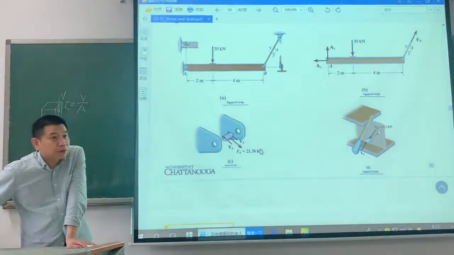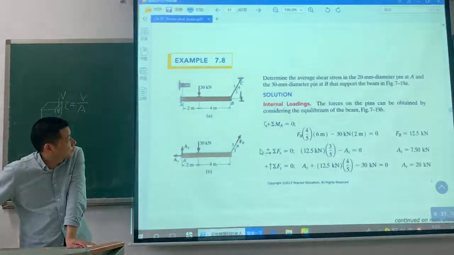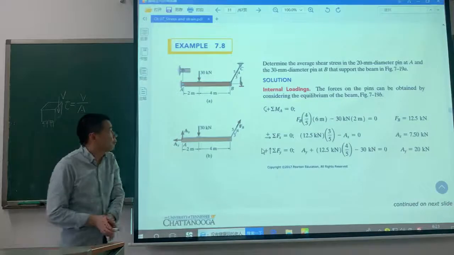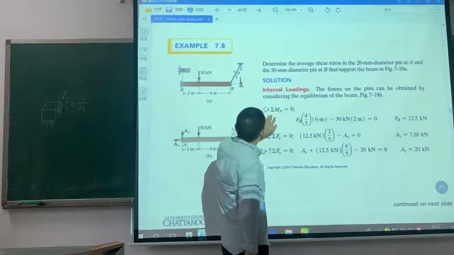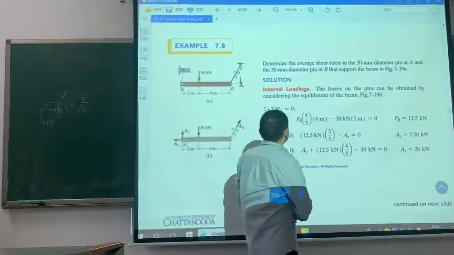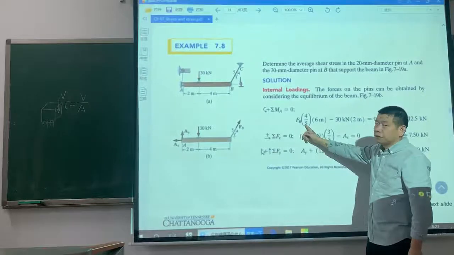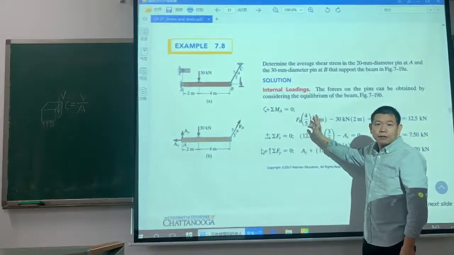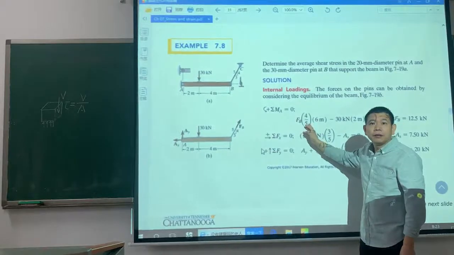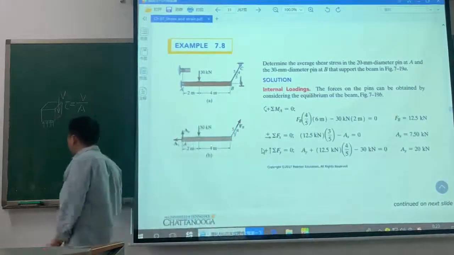21.36 kilonewton. How to find that? At first, sigma MA equals 0. It's FB times 4 over 5. Do you know the meaning? You don't know?